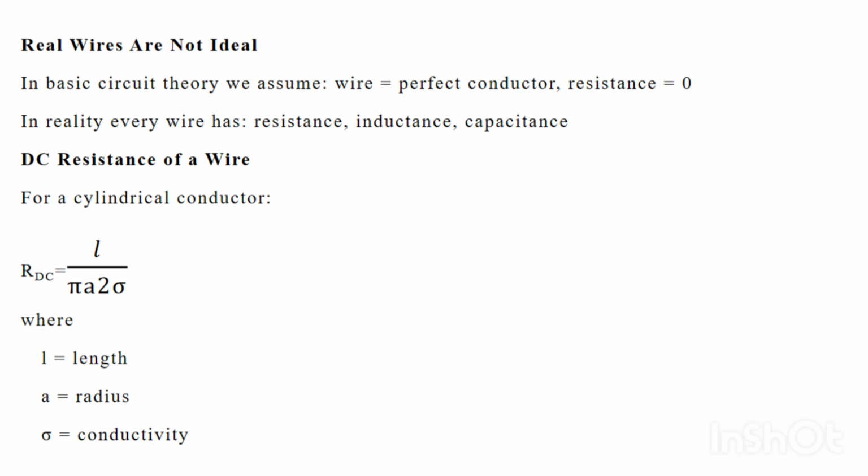Whenever we are dealing with the DC resistance of a wire, generally we consider it as a cylindrical conductor, right? So when I consider R DC, it is equal to L divided by pi into a square into sigma, where L is the length of the wire which I am going to use, a is the radius of the conductor, and sigma is the conductivity of the conductor, which defines how well the wire can conduct the electric current which you are going to provide from one place to another.